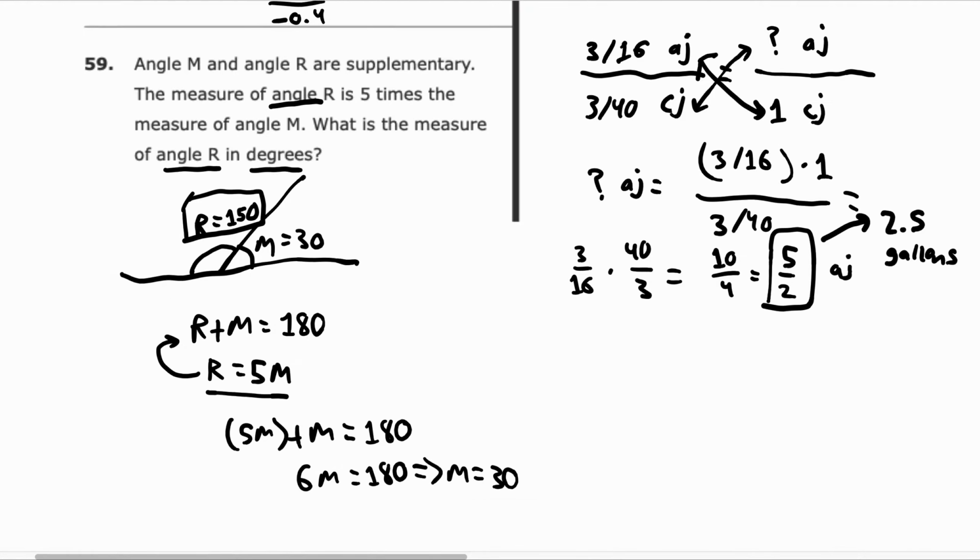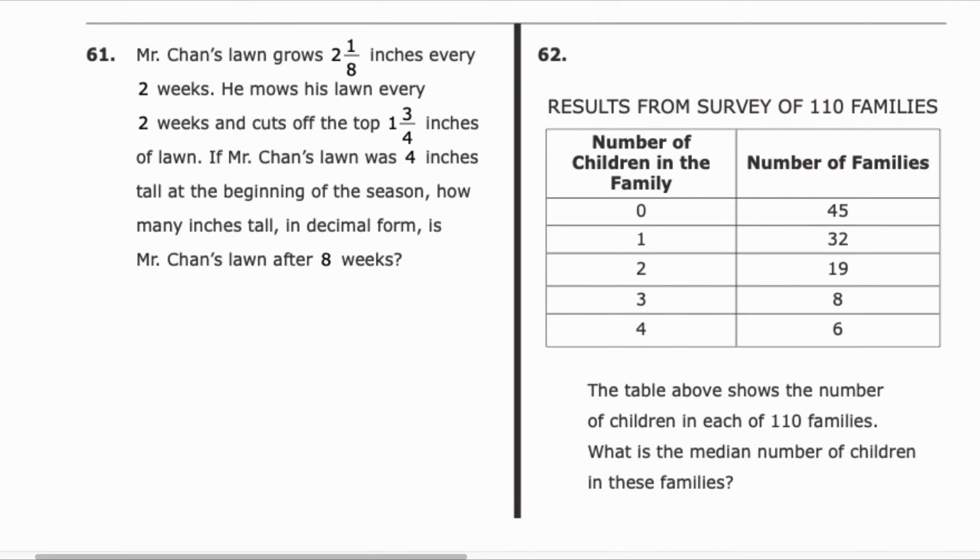Okay. So now I think we're going to go on to 61. Mr. Chan's lawn grows 2 1/8 inches every 2 weeks. He mows the lawn every 2 weeks and cuts off the top 1 3/4 inches of lawn. If Mr. Chan's lawn was 4 inches tall at the beginning of the season, how many inches tall in decimal form is Mr. Chan's lawn after 8 weeks?